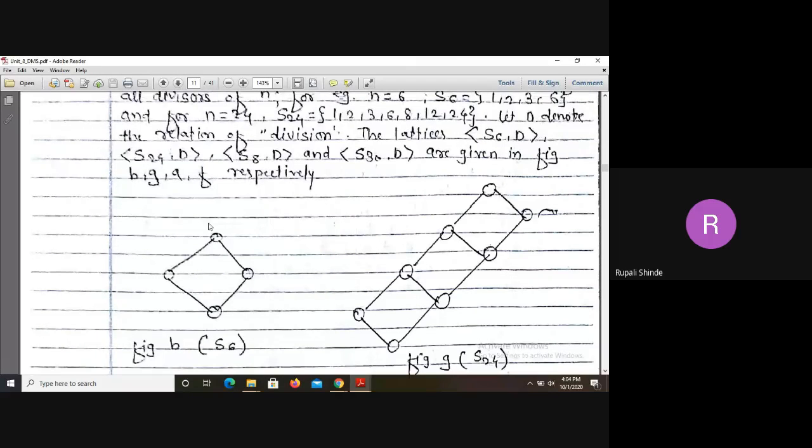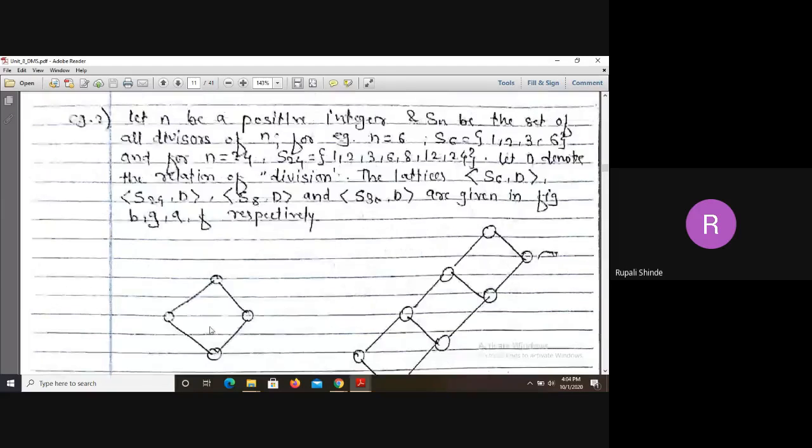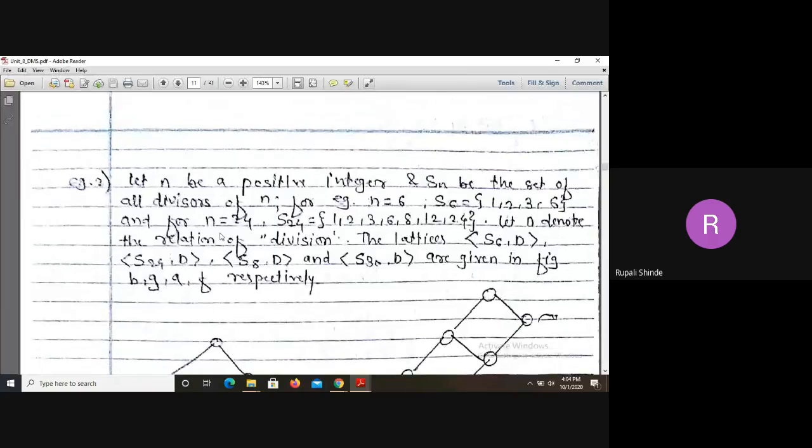हे समजलं का? हा लॅटिस कसा ड्रॉ केला? Again, this is same as the Hasse diagram. In unit number 4, we have seen how to draw a Hasse diagram. ही diagram असेच का ड्रॉ केली समजले का? Yes. Yes, ma'am. Okay.